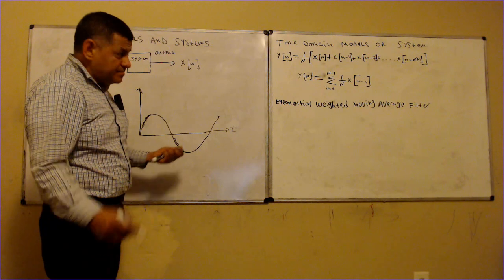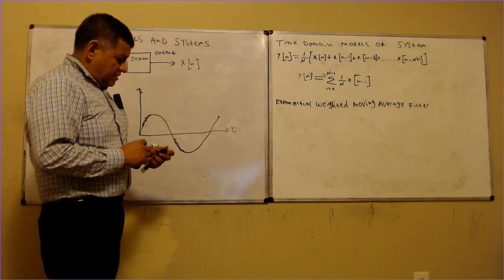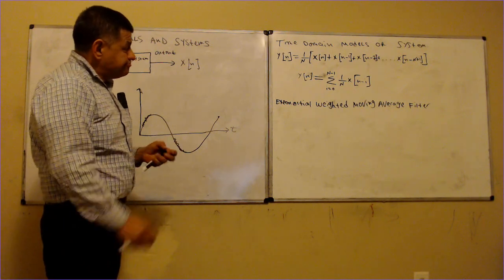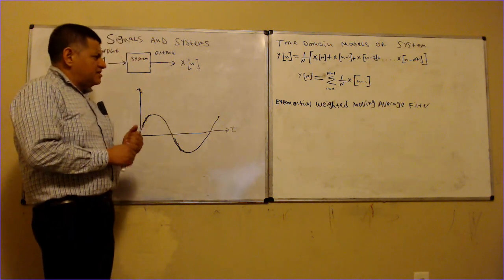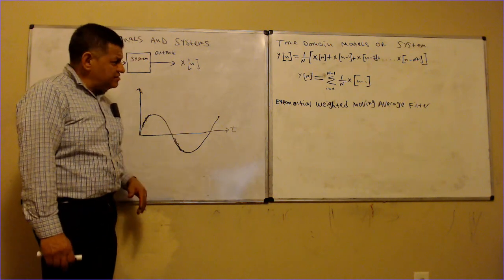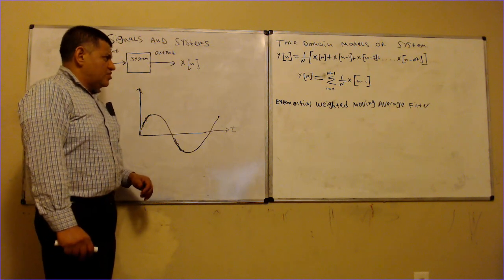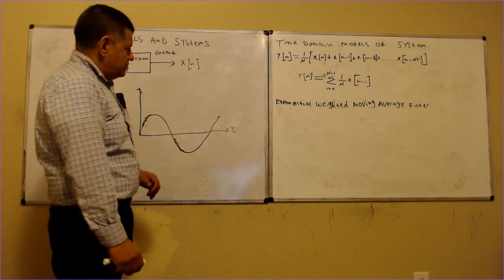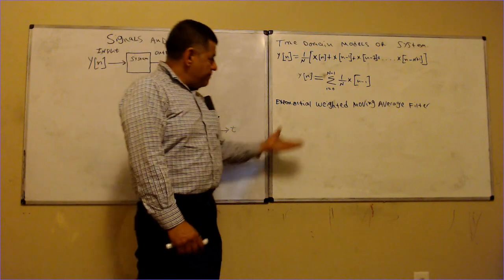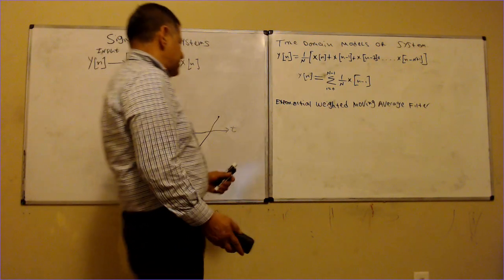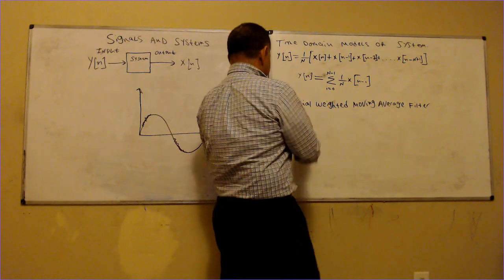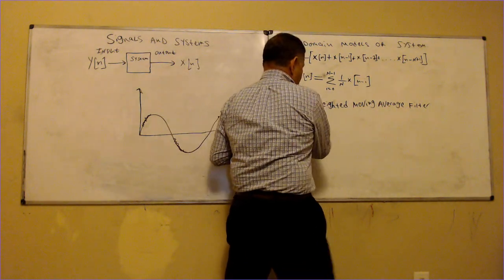Creating different filters, different configurations. You have a low pass filter, you have a band pass filter, you have a high pass filter, a bunch of different filters. But in this case, we will analyze this type of filter, the exponential weighted moving average filter.